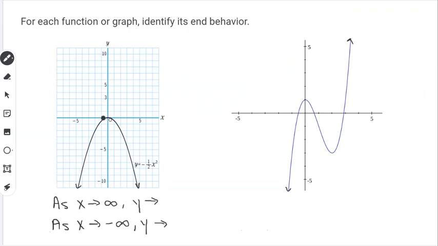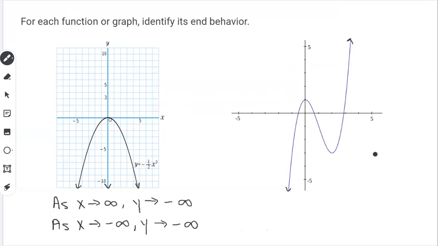Looking at the right-hand side, as we go to the right, what does the function do? Does it go down or does it go up? It's going down, right? So we say that y is approaching negative infinity, because that means you're going down on the y-axis. Likewise, on the left-hand side, as the function goes to the left, is it going up or going down? It's also going down, so y approaches negative infinity. Notice that it has a negative leading coefficient. This is y equals negative 1/2 x squared, so the function is not opening up, it's opening down.